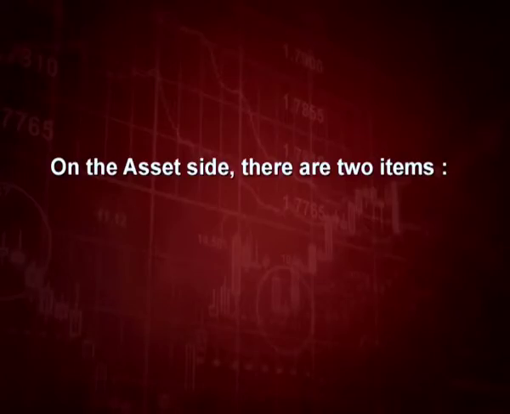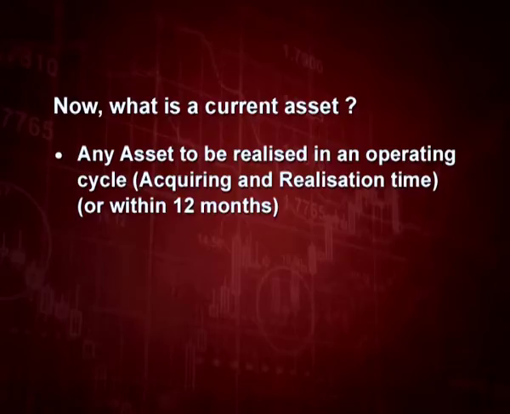On the asset side also, there are two items. First, non-current asset and second, current asset. Now, let us first understand what a current asset is. The answer is any asset to be realized in an operating cycle. Operating cycle means the time between acquiring and realization. But if nothing is mentioned, it has to be taken as 12 months. So, whatever asset is realized in an operating cycle is a current asset.